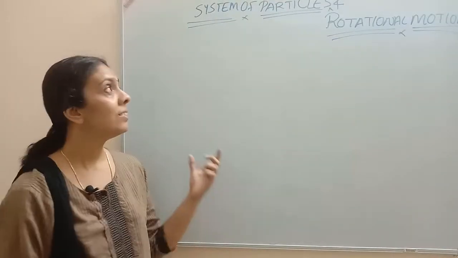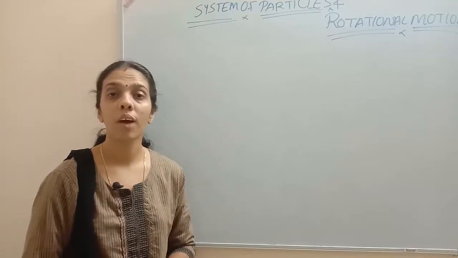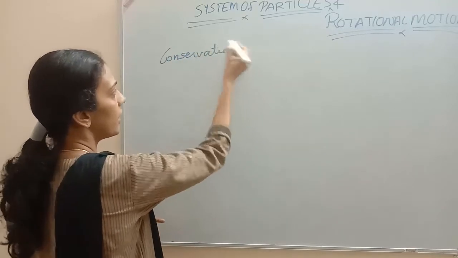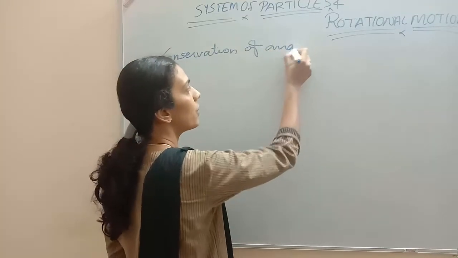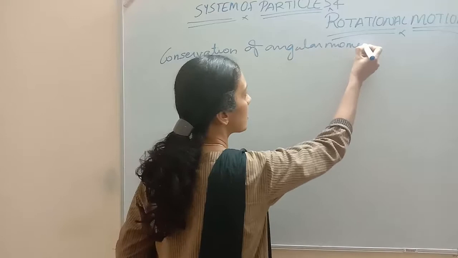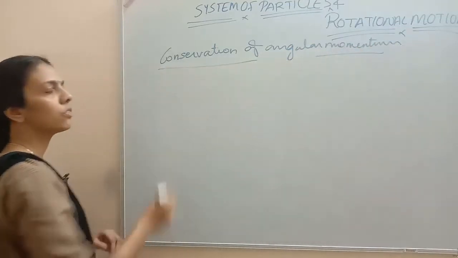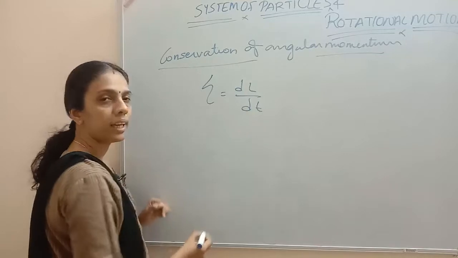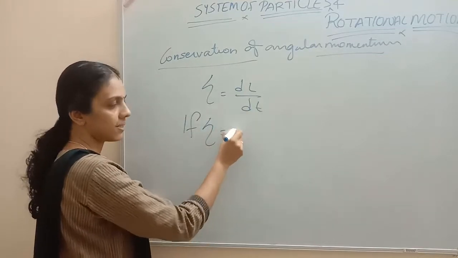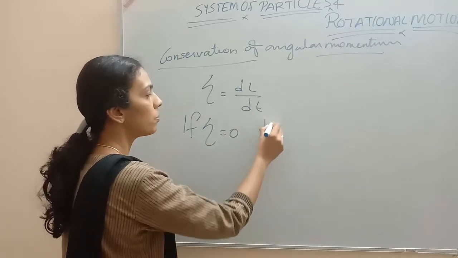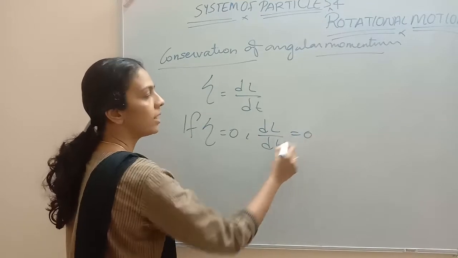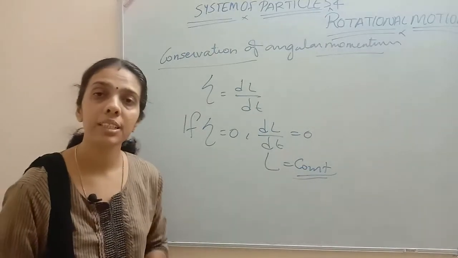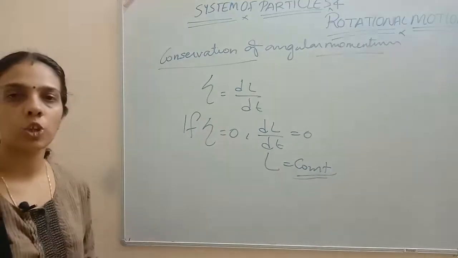Next we are going to derive the conservation of angular momentum. Conservation of linear momentum we already learned, isn't it? The same way we can state conservation of angular momentum. So how can we state it? We know torque tau equals dL by dt. If we are not applying any torque on the system, that is, if tau equals 0, then dL by dt is equal to 0. That means L is a constant. If there is no torque acting on the system, angular momentum L remains constant. That is conservation of angular momentum.